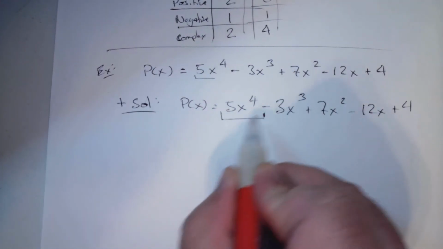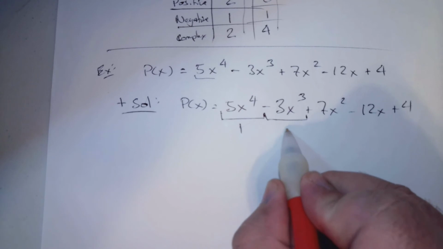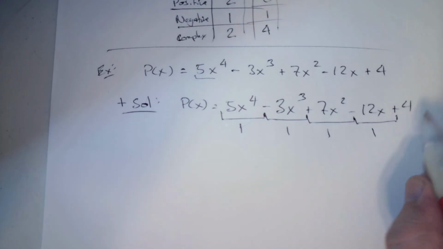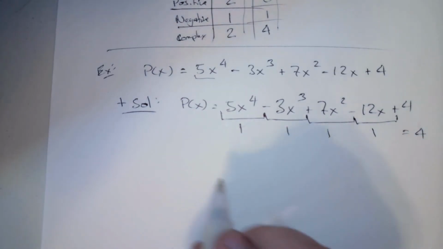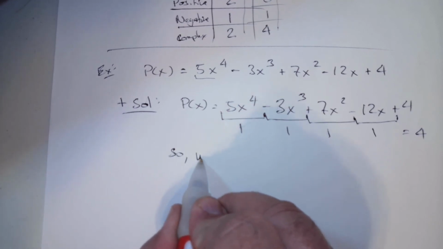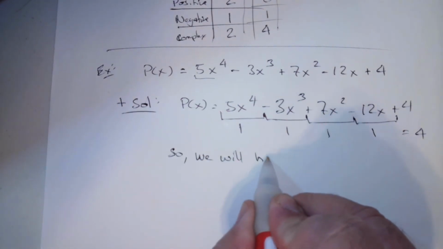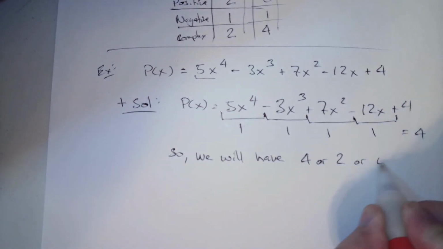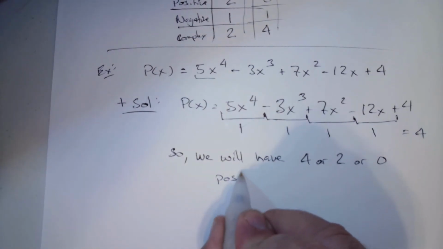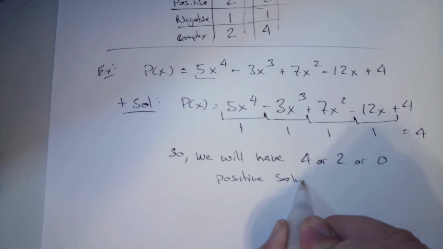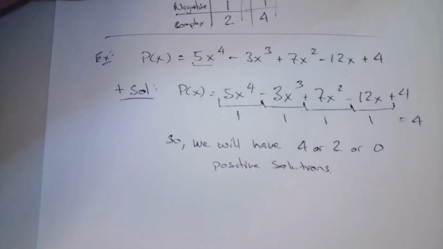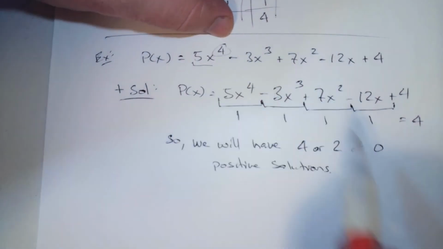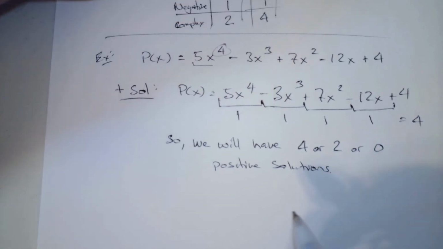So, from positive to negative, that's one change. From negative to positive, that's a change. From positive to negative, that's a change. From negative to positive, so we will have 4 or 2 or 0 positive solutions. In other words, since it's a 4th order, they could all be positive, half of them be positive, or none of them be positive.